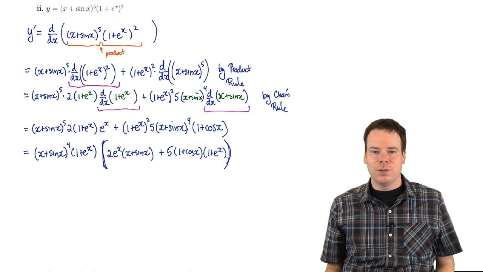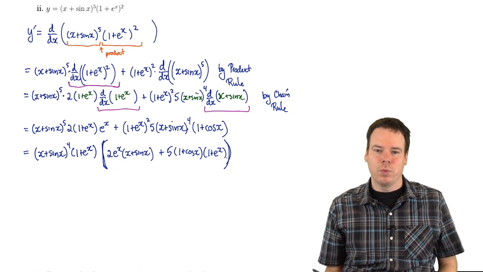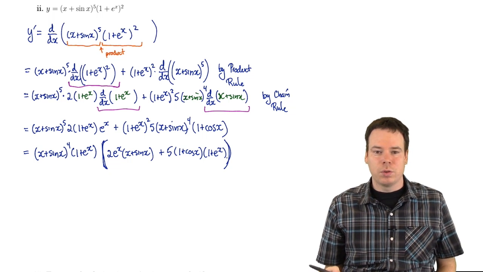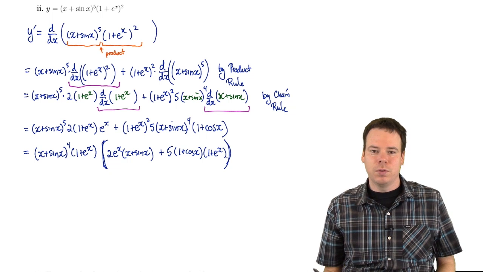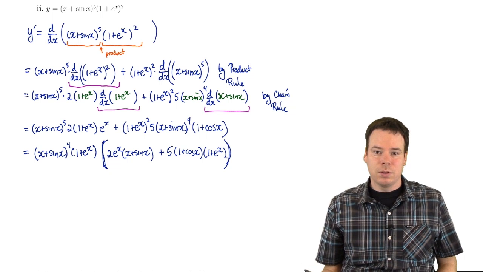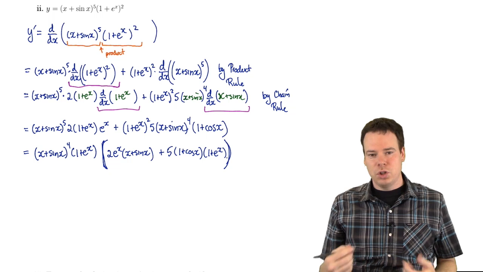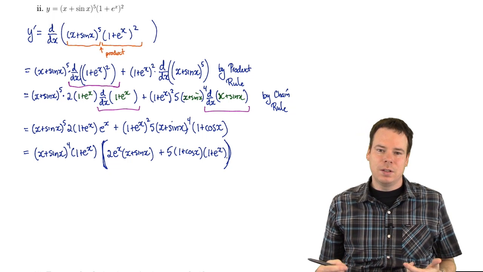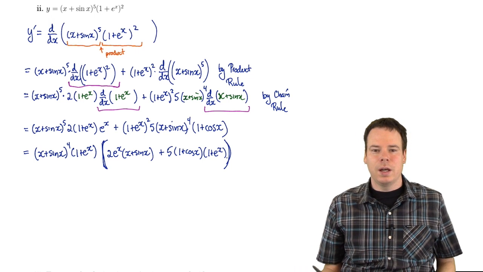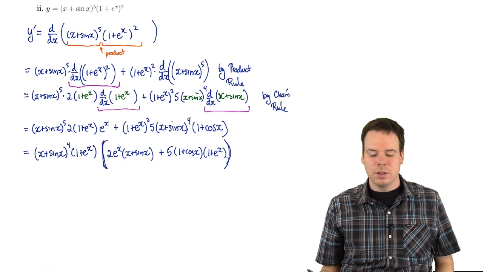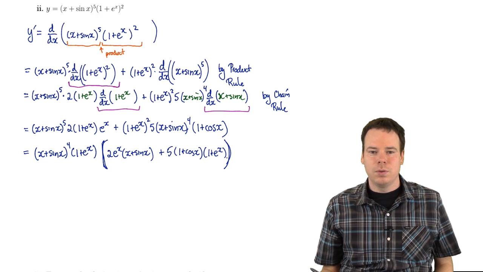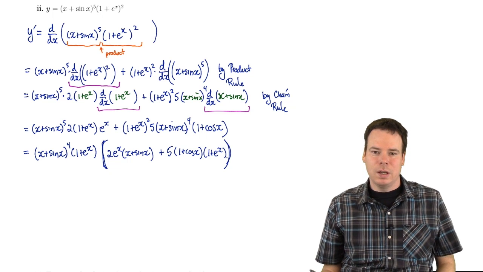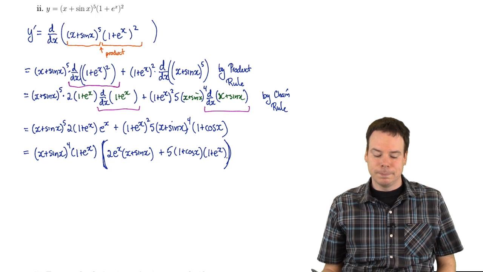So this shows that taking a derivative may involve the application of more than one of these rules. We needed to do a product rule here first because it was a product of two functions. The individual factors were then compositions, so we had to use the chain rule. And then those pieces were sums, so we had to use the sum rule for differentiation. So we may need to involve more than one of the rules. In fact, in most cases, we will need to involve more than one of the rules.